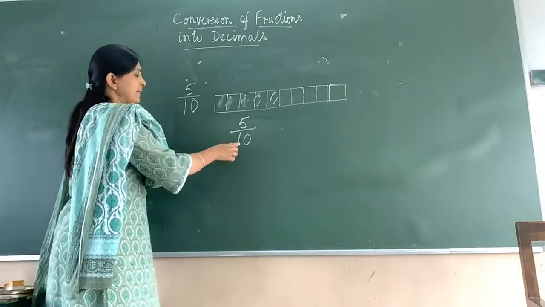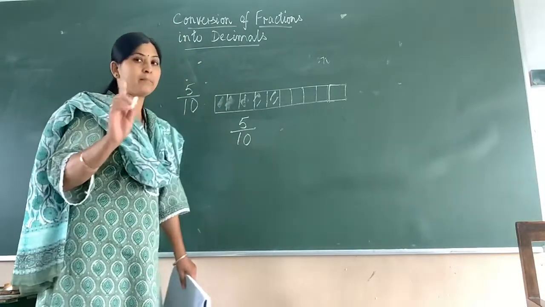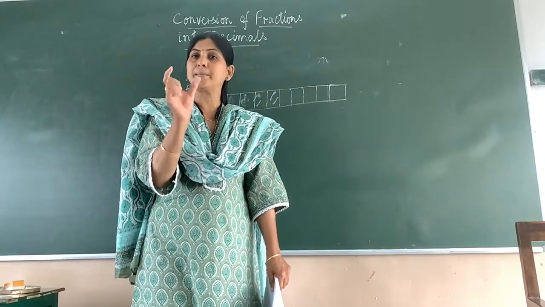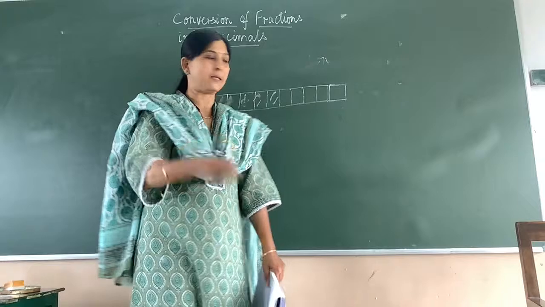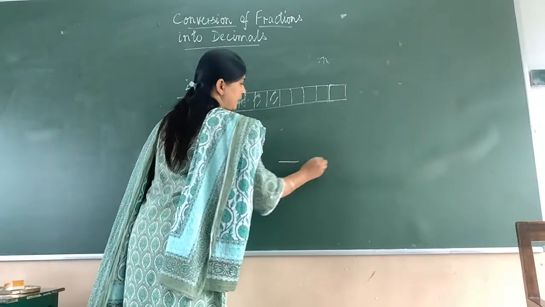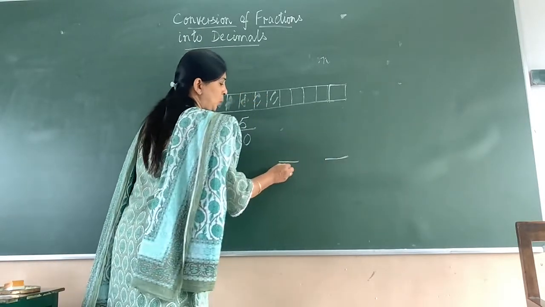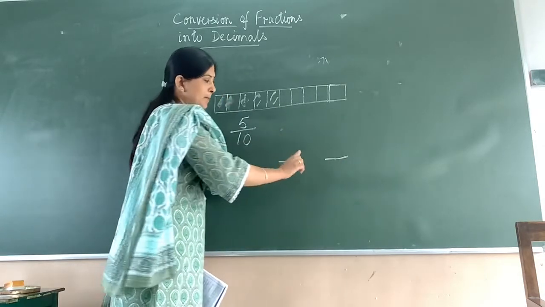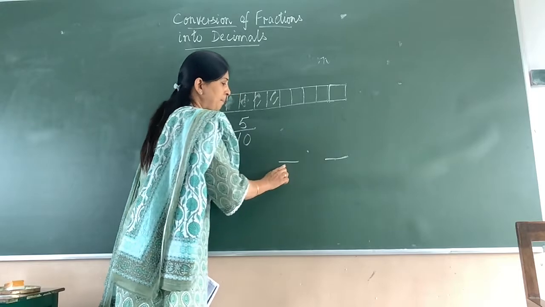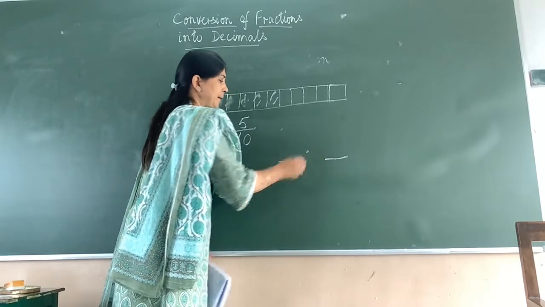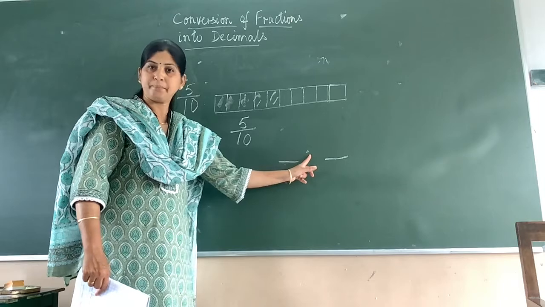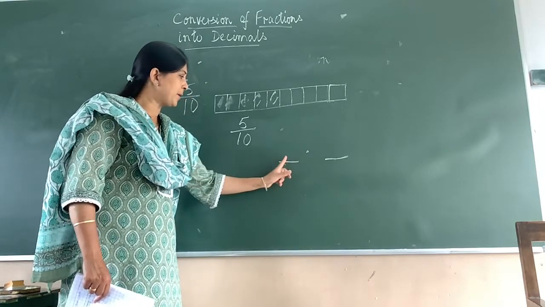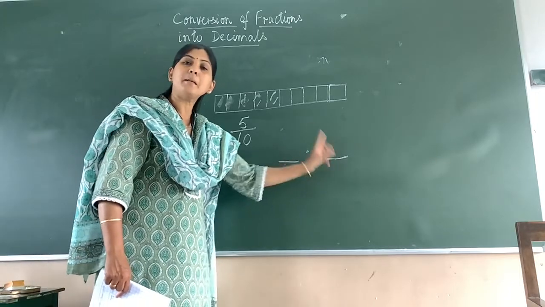First let us revise: a decimal number can be written in 2 parts, the whole number part and the decimal part. I explained this to you. The whole number part and the decimal part are separated by a decimal point. I explained in my last video that a decimal point separates the whole number part and the decimal part.